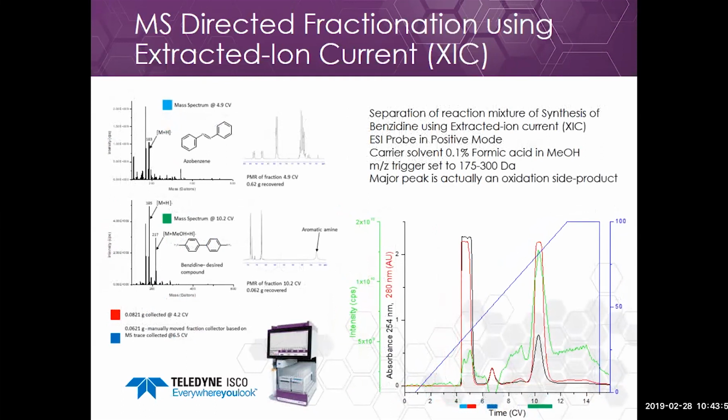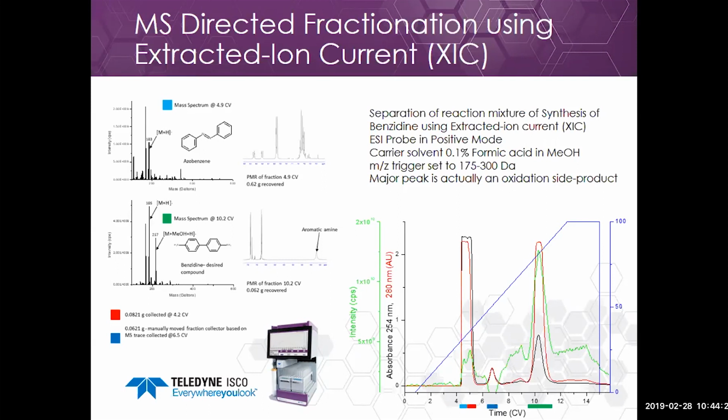Another example, so this is from a synthesis, and this is using an extracted ion current. And this is also ESI probe in positive mode. In this case, we're separating out the azobenzene byproduct from the reaction from the benzidine desired compound, the green fraction below. So in this case, we're actually looking at a range of masses from 175 to 300.